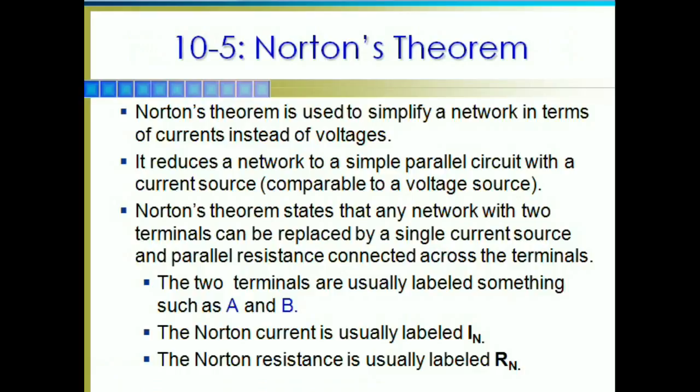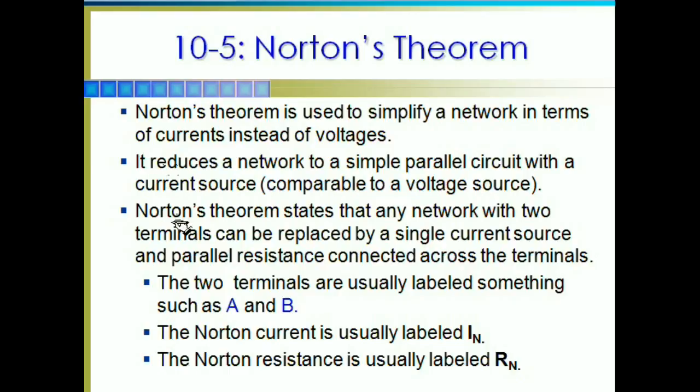Now, much like Thevenization, we have Norton's theorem. Norton's theorem, instead of using voltage sources, uses current sources. We can analyze the same kind of circuit, only instead of reducing it to a single series resistor in line with a voltage source, we're going to create a current source with a parallel network. So we are going to simplify networks in terms of currents instead of voltage. It reduces a network to a simple parallel circuit with a current source.